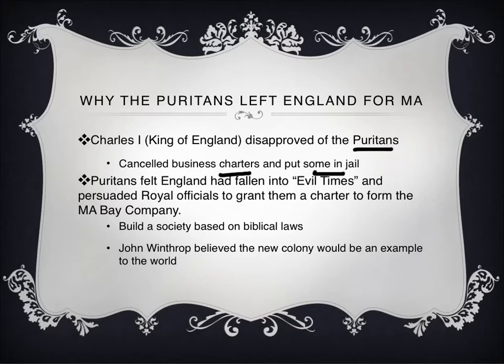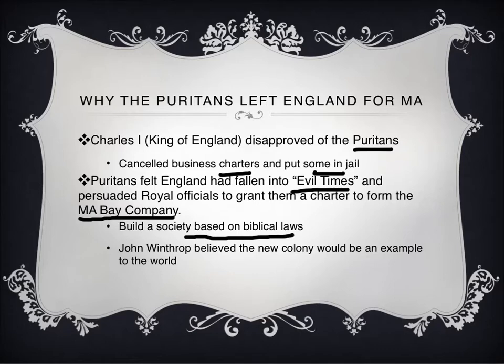Now, the Puritans felt that England had fallen into what they called evil times, right? So they persuade royal officials, hey, listen, you don't like us, we don't like you. Why don't you give us a charter and we can go to the New World? We'll be out of your hair. You won't have to worry about us causing trouble. So they get a charter to form the Massachusetts Bay Company. They want to build a society based on biblical laws.